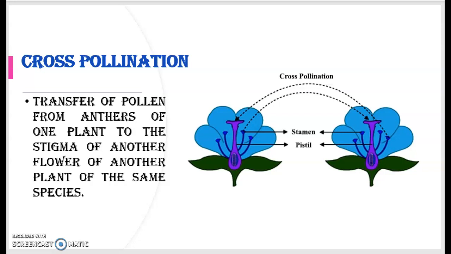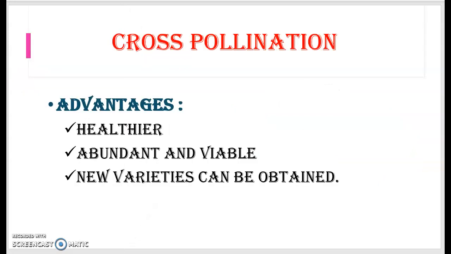Cross-pollination occurs between two different plants but of the same species. That's very important. Now, the other term for cross-pollination is allogamy. I've taught you about that in the last class. Allogamy is otherwise termed as cross-pollination, or cross-pollination is otherwise termed as allogamy. Now, let me teach you about the advantages of cross-pollination.